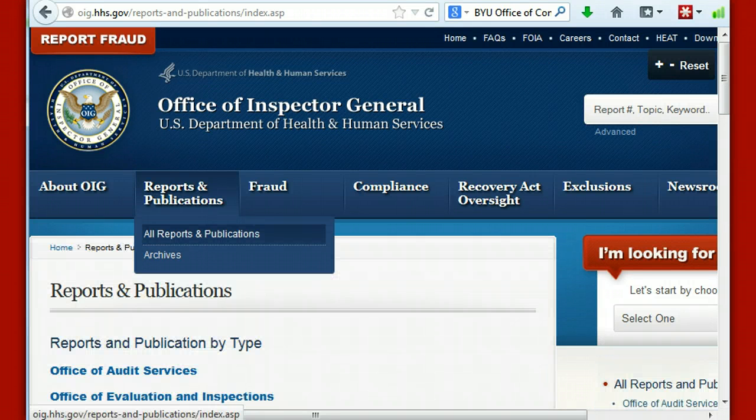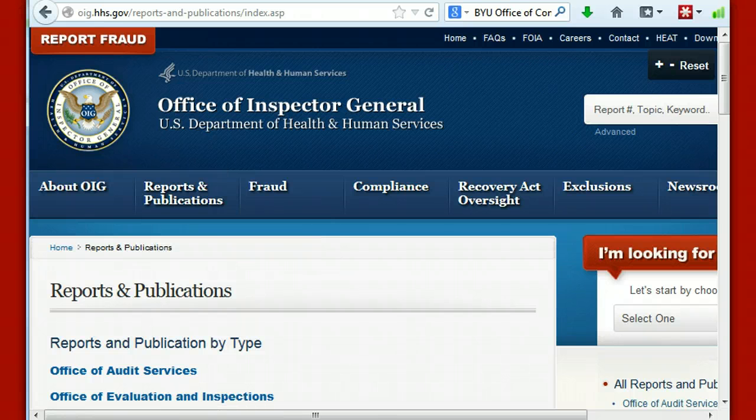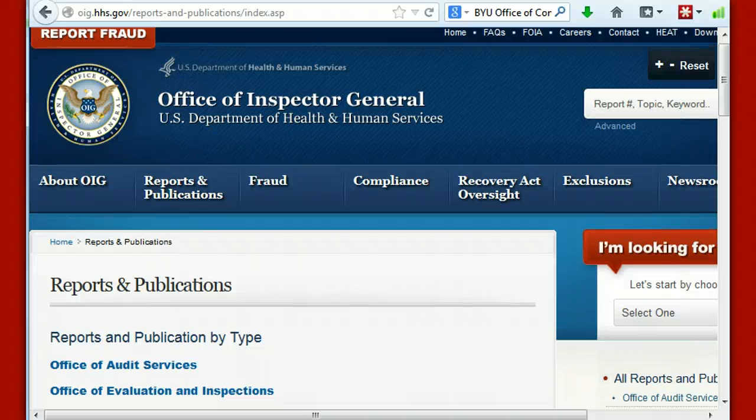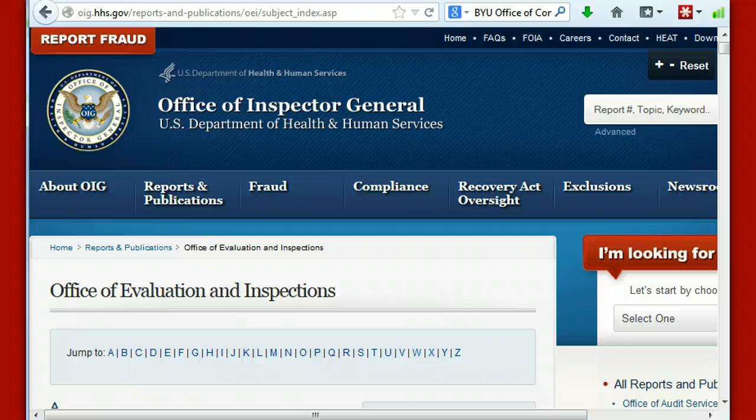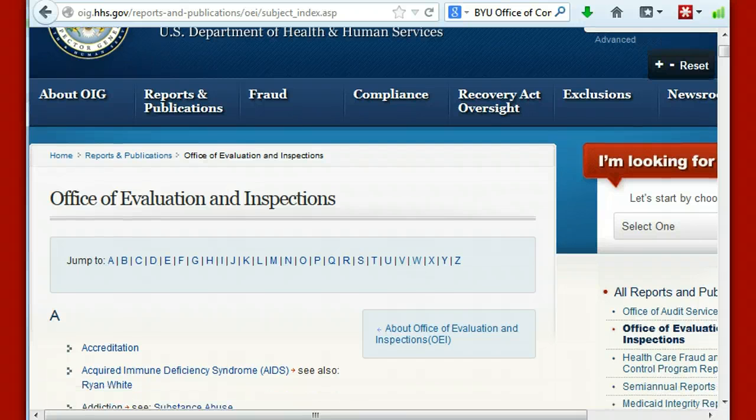under the All Reports and Publications on the OIG website, you will find the Office of Evaluation and Inspections. Click on that. This page contains an alphabetical list of topics that OIG has conducted investigations on. When either searching for an audit topic to research or researching information on a specific topic, it's important to locate any audits the OIG may have already conducted.